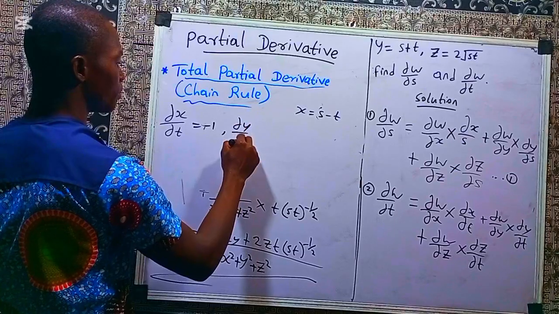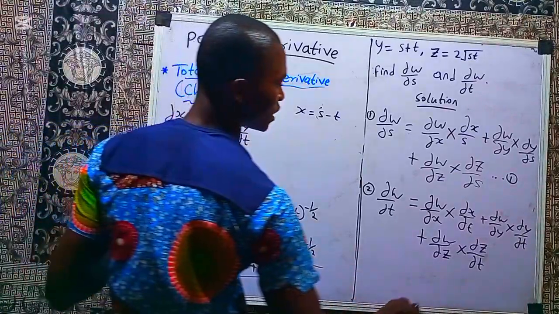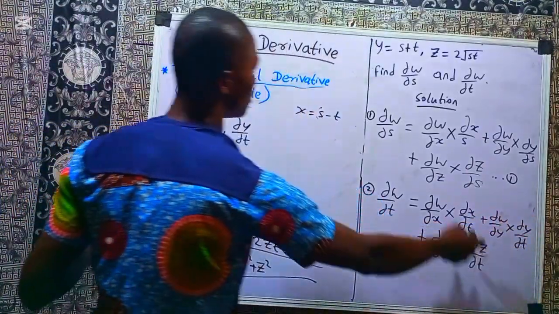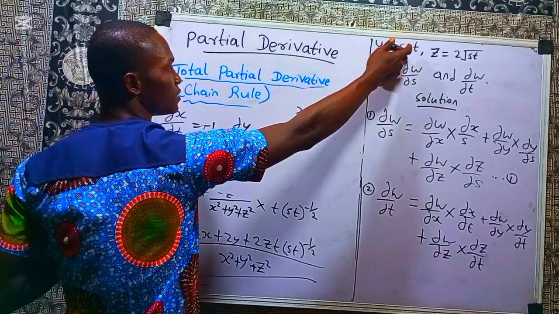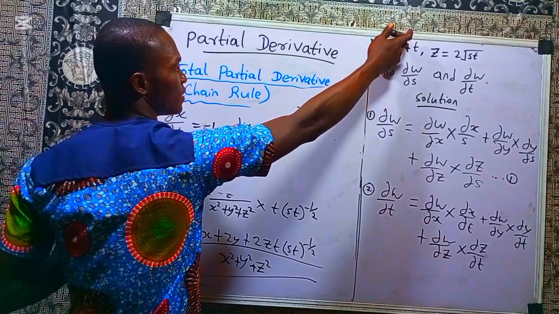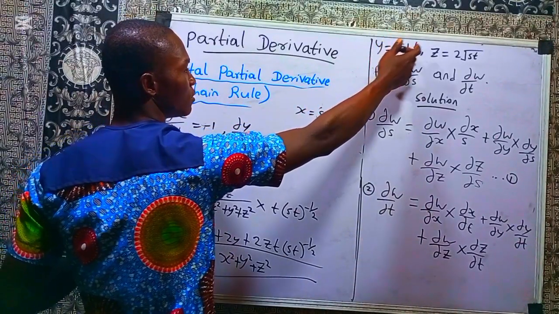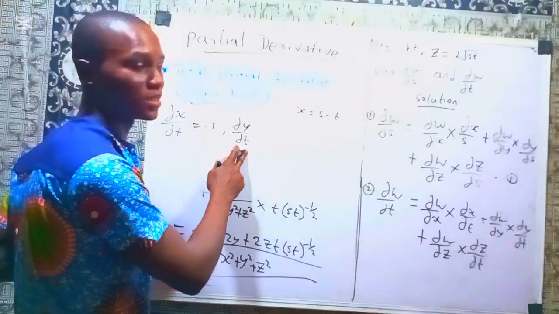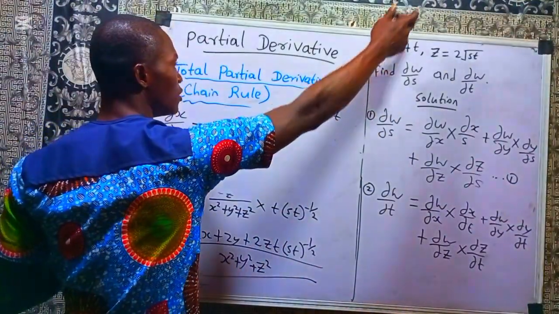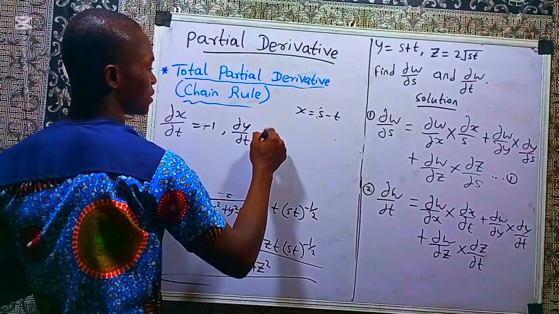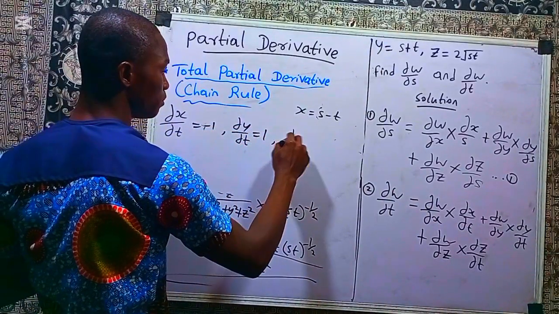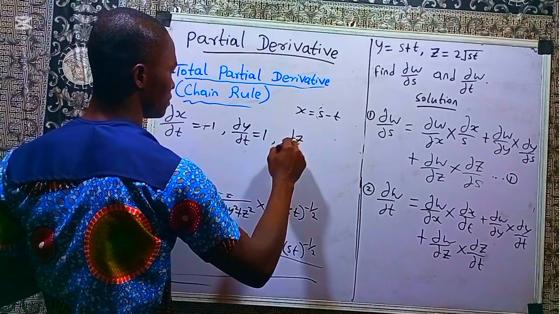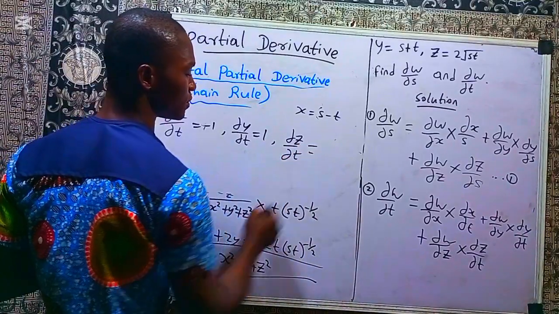Partial y partial t. If you want to get partial y partial t, see your y here. You are treating s as a constant, so the derivative of s, which is a constant, will be 0. You differentiate t because you are differentiating with respect to t. That's why you are treating s as a constant. So you differentiate t, you get 1.